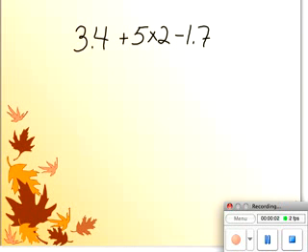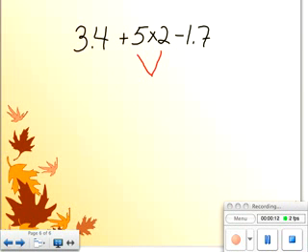Okay, I looked through the problem and there were no grouping symbols and there were no exponents. So the next step was multiply and divide from left to right. The first multiplication or division is right here, and it's 5 times 2 is 10. So I put that down and I bring everything else we didn't do.